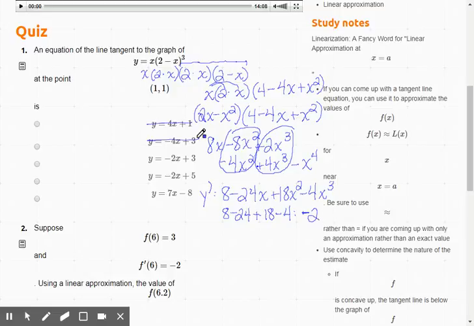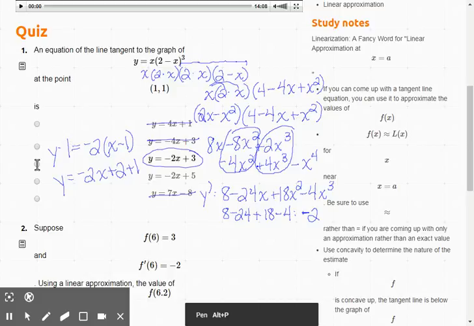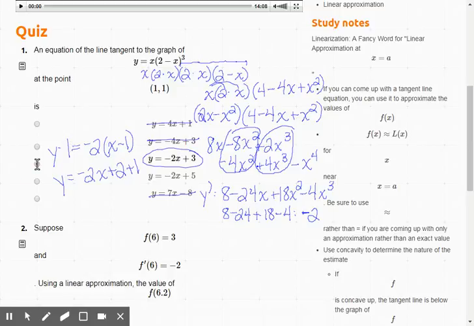So we can eliminate the options, because they don't have the right slopes. And then they did put it in slope-intercept form, so we do need to simplify this. Y minus 1 equals negative 2 times x minus 1. So we've got y equals negative 2x plus 2 plus 1. So plus 3. So this should be our third option right here.